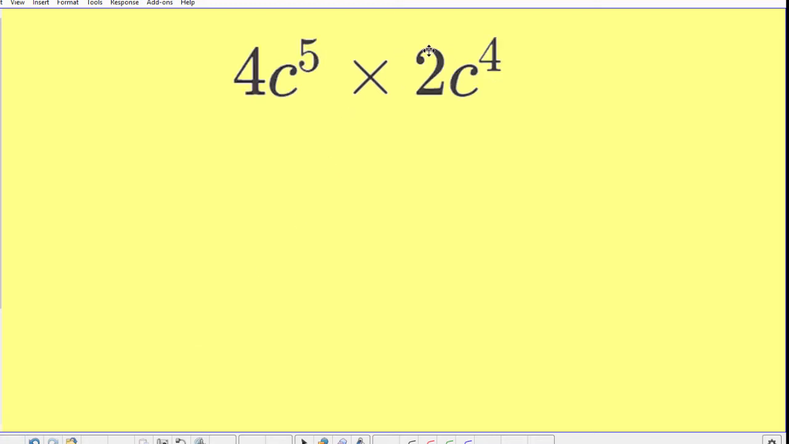Okay, here we go again. We've got the big numbers first, so 4 times 2, which is 8. c, and that's got 5 on it, that's got 4 on it. So as we said before, we add these up, which is going to give us 9. Okay, multiply the big numbers, add the small numbers.